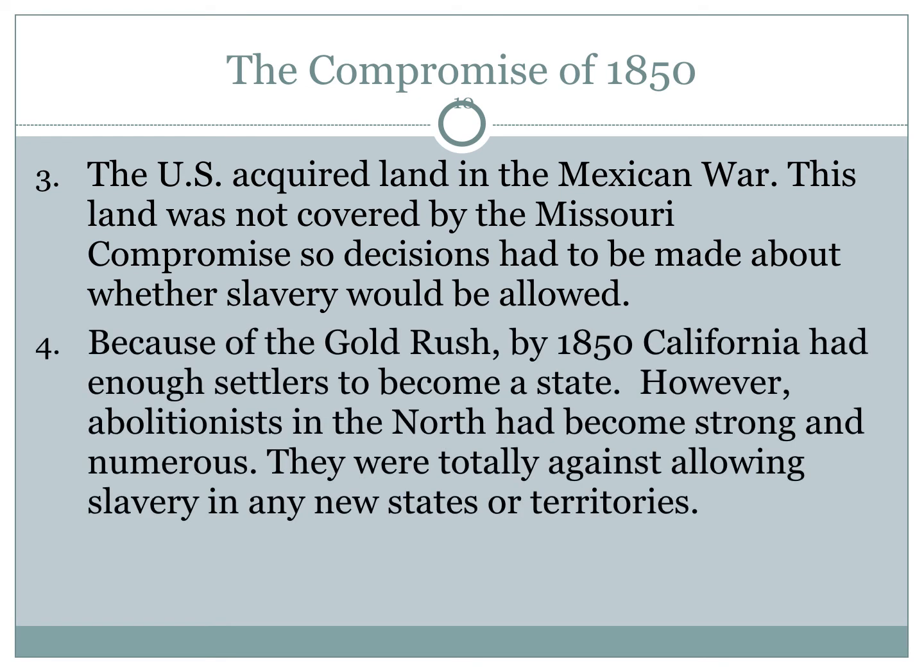Because of the gold rush, which happens in the late 1840s, California has enough people to become a state in 1850. And they're ready to join. They're ready to become a full state in the Union. But abolitionists in the North had become stronger and bigger. And they were totally against allowing any more slave states or territories.